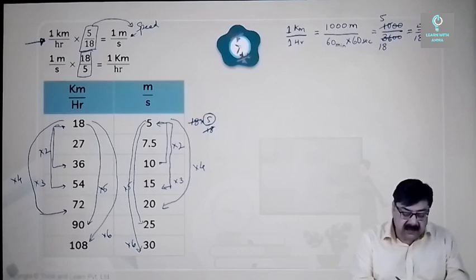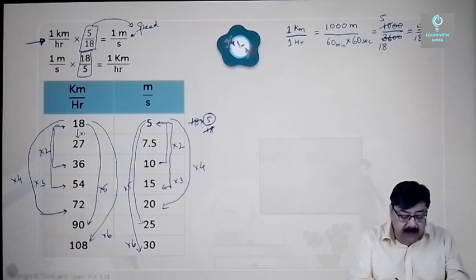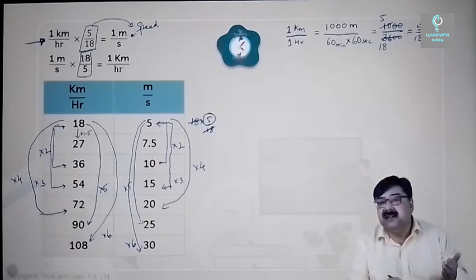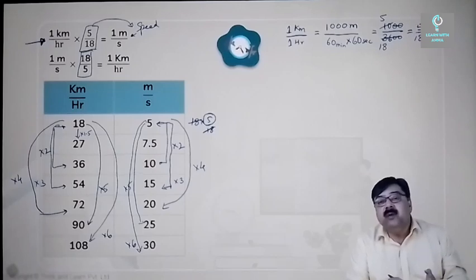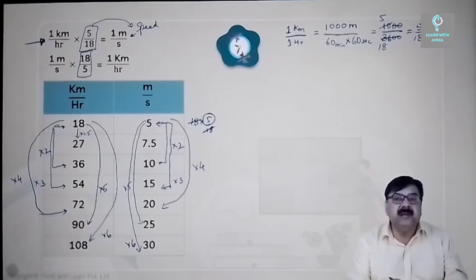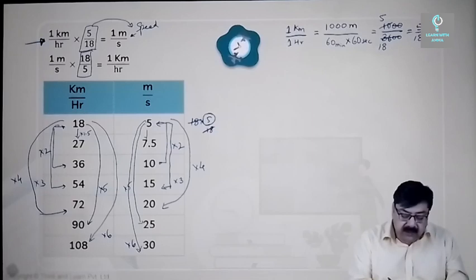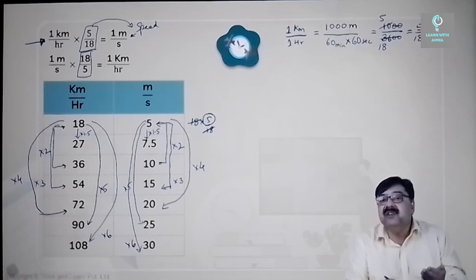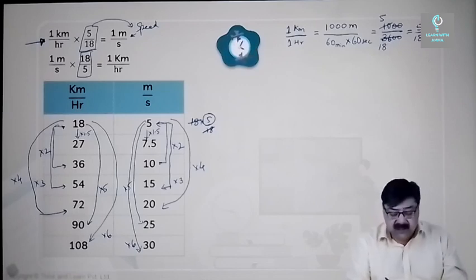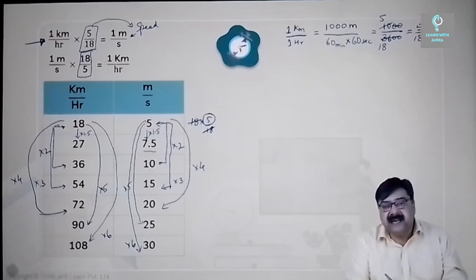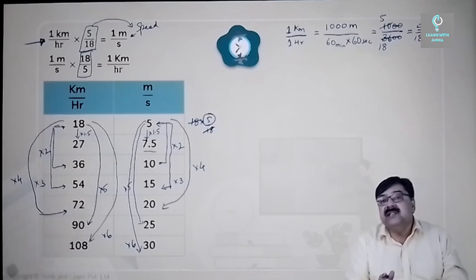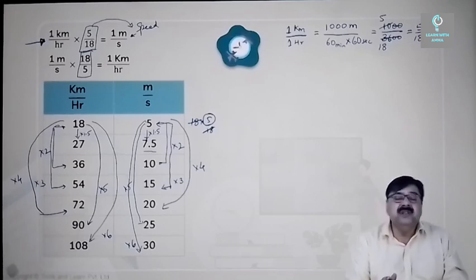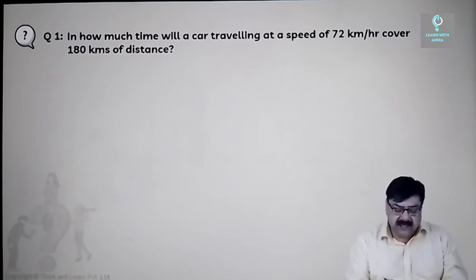Now apart from that, half of 18 is 9. So 18 into 1.5 or 18 plus 9, that is half of 18, shall be equal to 27, and 27 kilometers per hour will be equal to 5 into 1.5, that is 5 plus half of 5. Half of 5 is 2.5. When you add them together, you get 7.5 meters per second. So it really pays off if at all you memorize these conversions so as to save time while performing calculations during the examination. Now let's have a look at a question here.